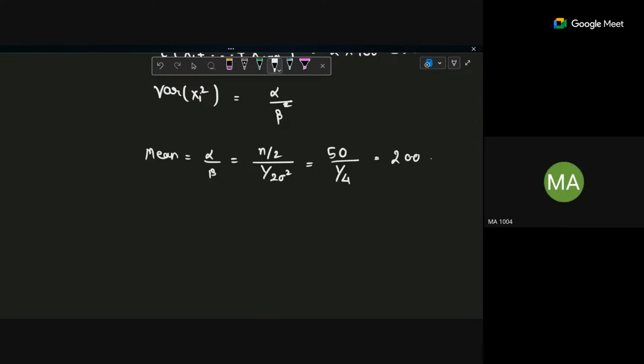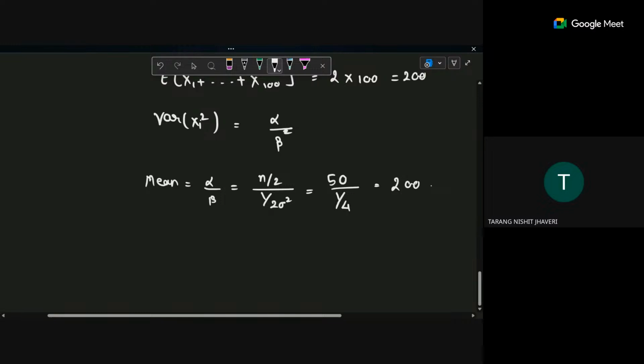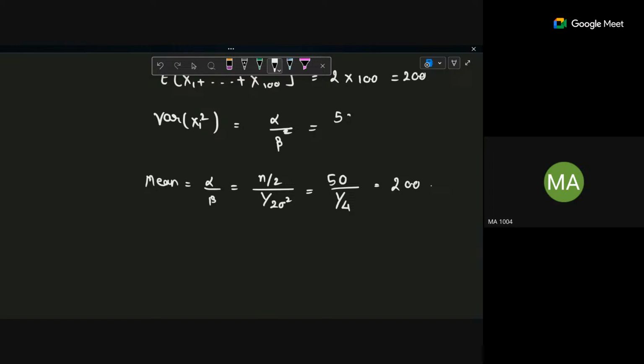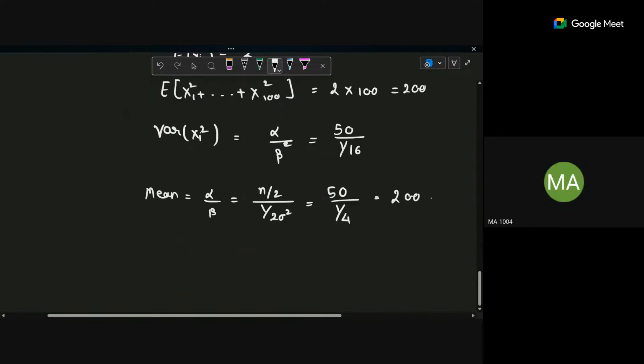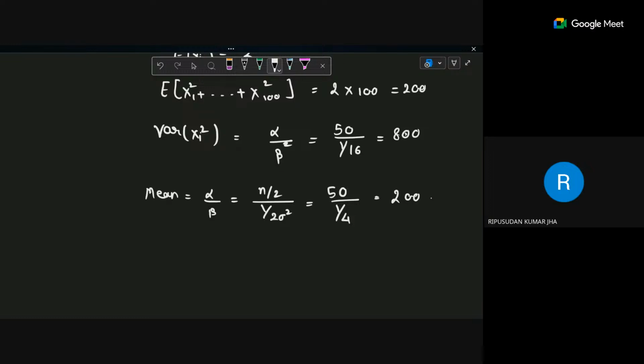Fine. And what if we calculate alpha by beta square? We will get 800. 50 divided by beta square, which is 1 by 16, is equal to 800. But this should not be happening. Ma'am, how do we calculate without using this formula of variance?